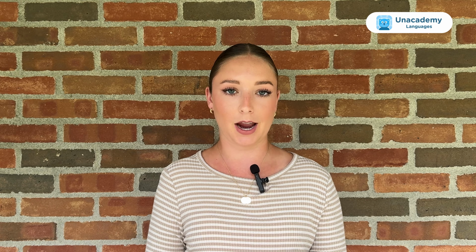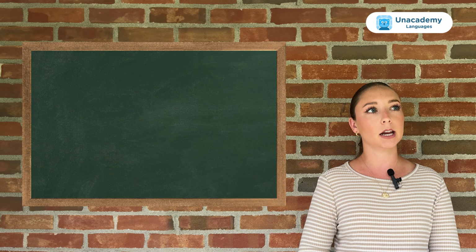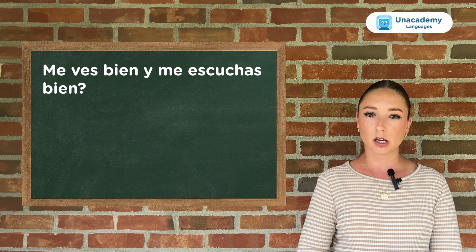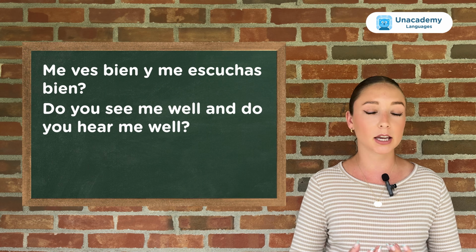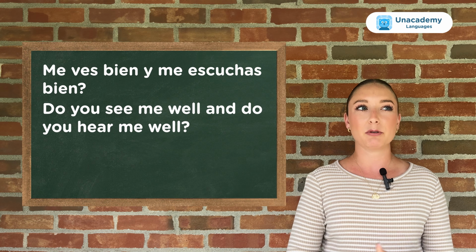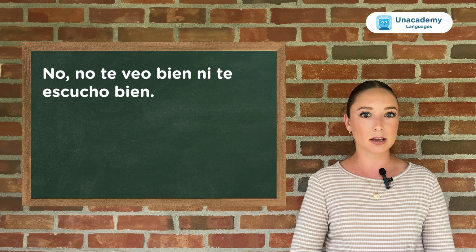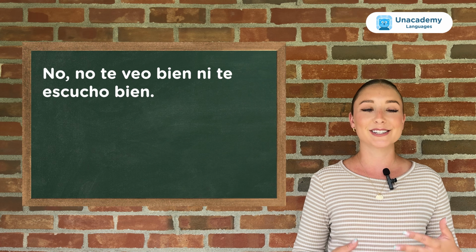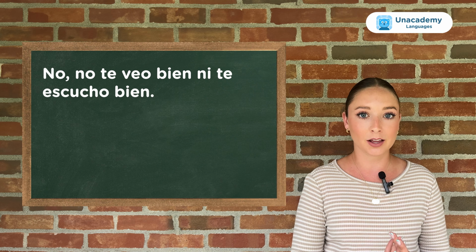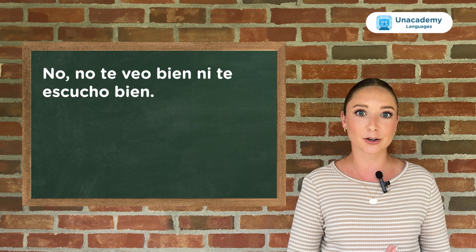Now, what happens when you have two verbs in a sentence? How do I make it a negative sentence, and how do I use these quote-unquote double negatives in Spanish when there are two verbs in the sentence? So let's look at an example. If I said, ¿me ves bien y me escuchas bien? I'm asking, can you see me well and can you hear me well? So if I replied to that and I said, no, no te veo bien ni te escucho bien. So in these sentences, I'm saying, no, I don't see you well and I don't hear you well. Like I can't really hear you.